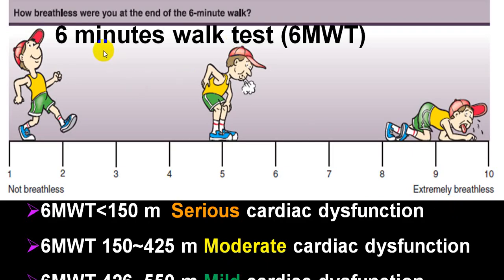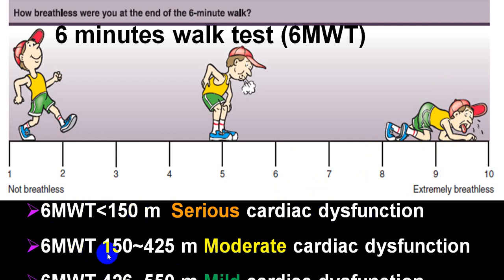There is one very interesting test which you can do. We call it the 6-minute walk test. How breathless you were at the end of the 6 minutes is judged. If a person becomes extremely breathless, then it suggests something. If the person has serious or extreme breathlessness by walking only 150 meters or less than 150 meters, it is a serious cardiac dysfunction.